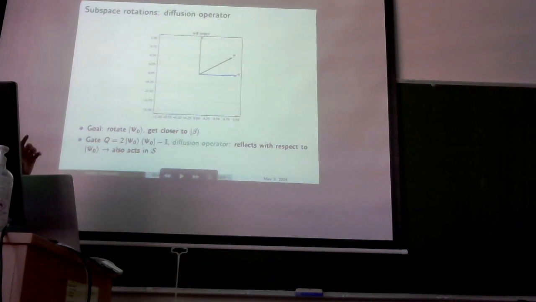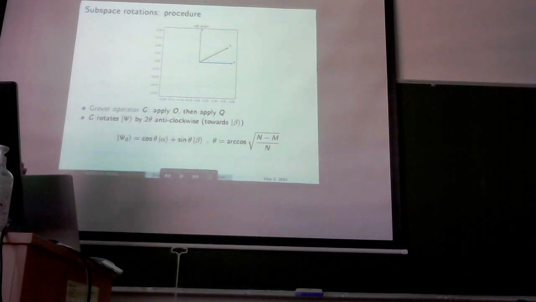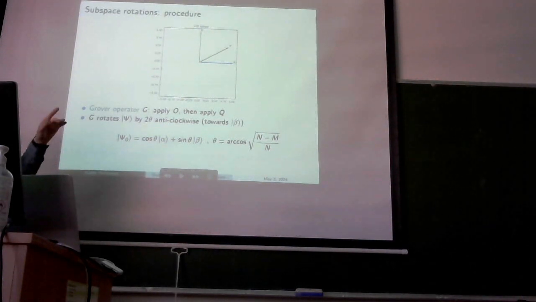And from here, we can conveniently combine these two gates to construct the Grover operator, also called the Grover iteration, in which we first apply the oracle to a given state, and then we immediately apply the diffusion operator. If our initial state, psi0, has a particular angle theta with respect to alpha, then applications of this operator to any state in the subspace is going to rotate them anticlockwise by an angle of 2 theta.